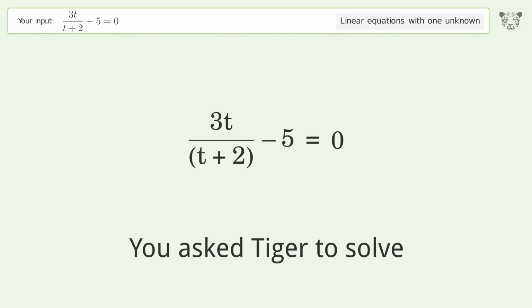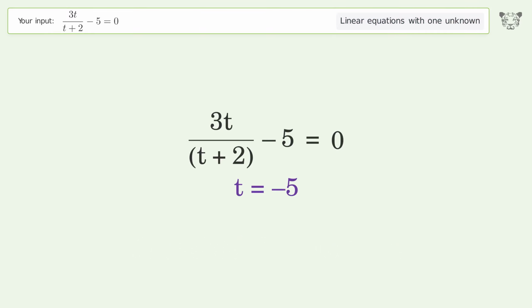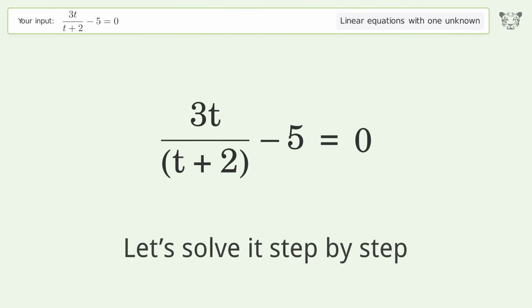You ask Tiger to solve. This deals with linear equations with one unknown. The final result is t equals -5. Let's solve it step by step.